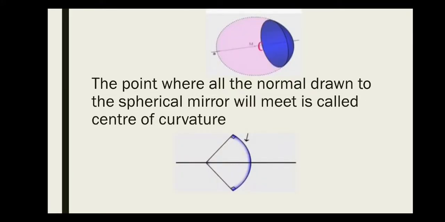See here, this is a circle. This is the center. Always you can draw a circle, and the midpoint is called the center. The center of the sphere of which a spherical mirror forms a part is called the center of curvature. Or the point where all the normals drawn to the spherical mirror meet is called the center of curvature. Wherever you draw normals on a spherical mirror, they meet at a point that is called the center of curvature.